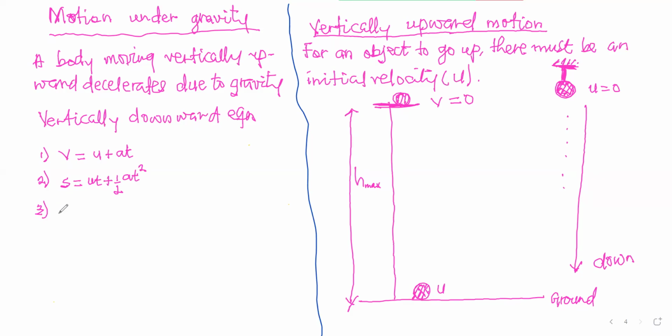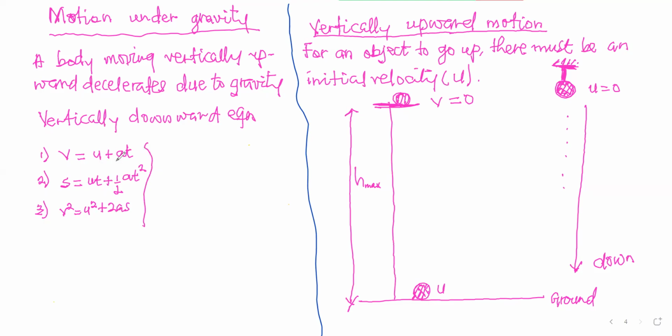And if Ken, Andy, what's the third equation of motion? Asad, what's the third equation of motion? V squared is equal to U squared plus 2AS. Exactly. Good.